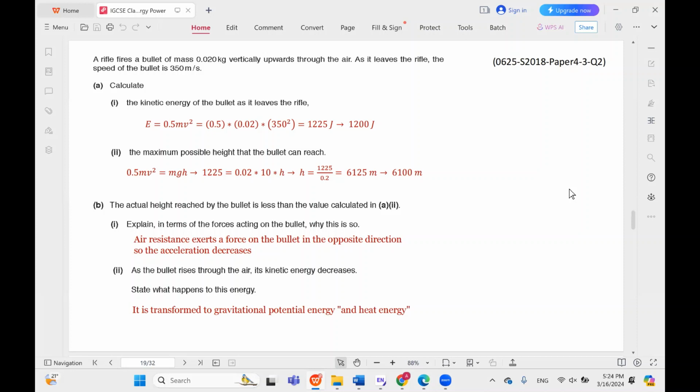State what happens to this energy. So it's transformed into two things: gravitational potential energy. But if you only write gravitational potential energy, you will not get the mark. You have to write and heat energy as well. So they're looking here for the fact that some of the kinetic energy is lost as heat energy.